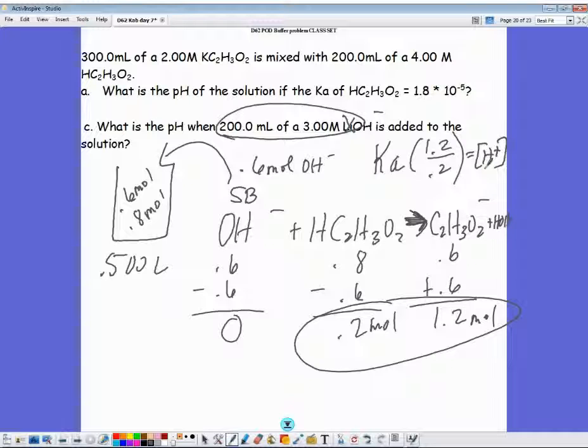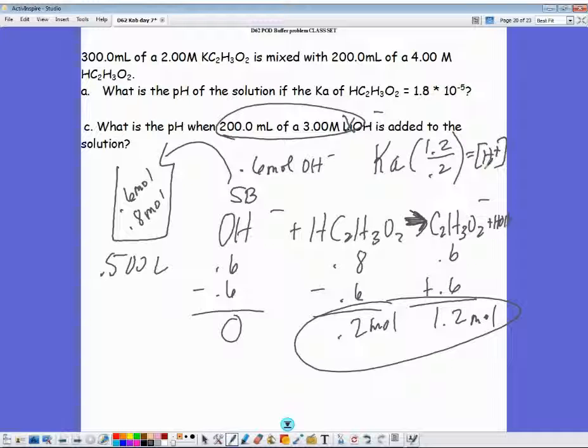I just didn't add that part in. The Ka is the same Ka back from the top, 1.8 times 10 to the minus 5. That part's not changing. It's just this ratio that's changing. Oh, okay. And then you just solved it from there and then negative log my H plus. Yep.